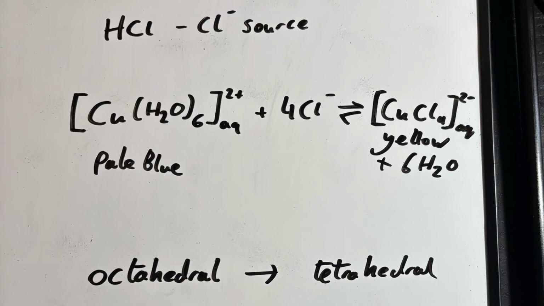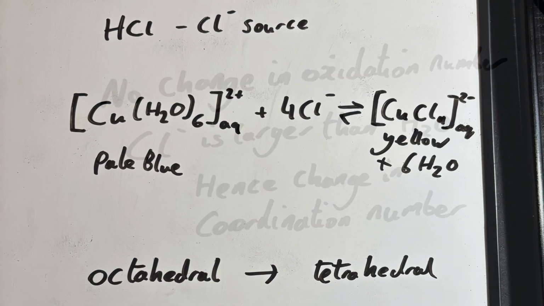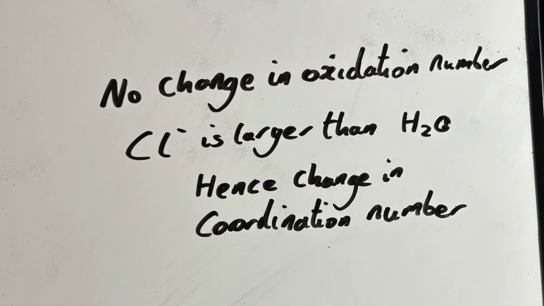So hydrochloric acid is a source of chloride ions, and so it can be used in this substitution, where it changes from pale blue to yellow, and it goes from octahedral to tetrahedral. Now, there is no change in oxidation number here, but chloride is larger than H2O, and so fewer can fit around the metal, and hence the change in coordination number.